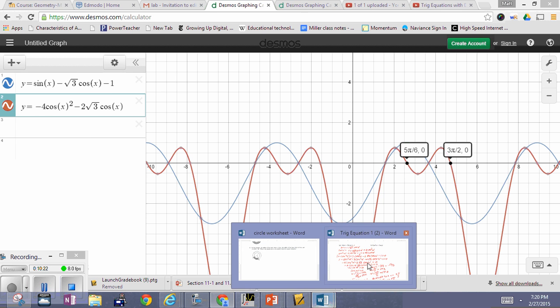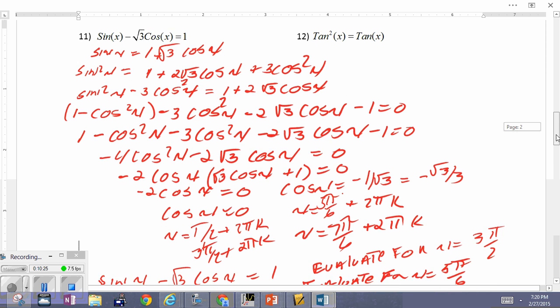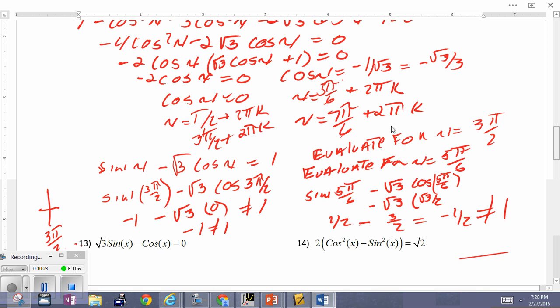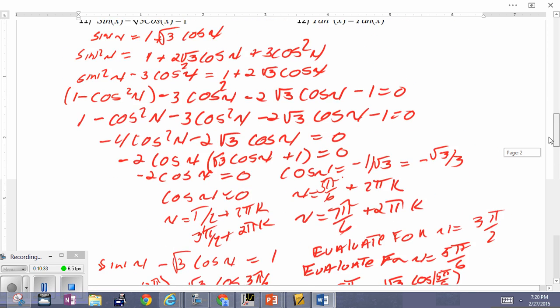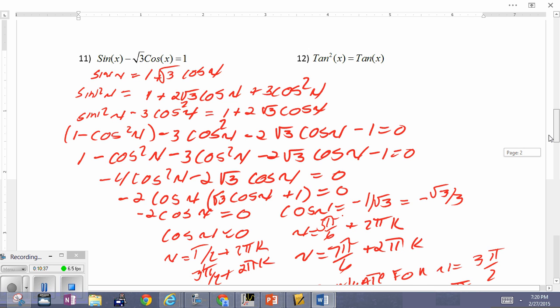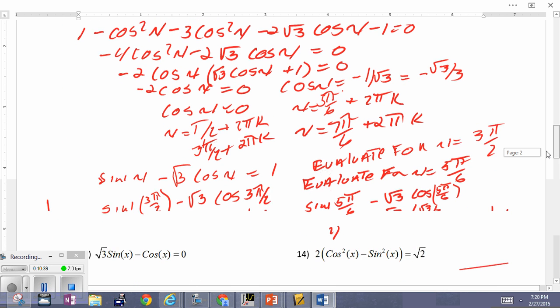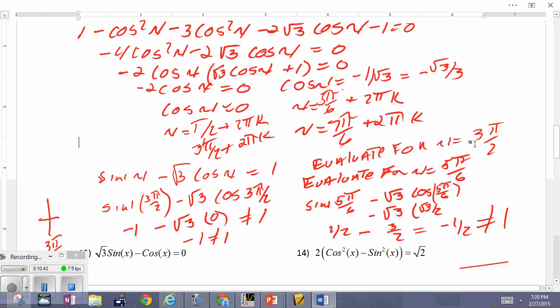Now, what I've done back here was validate that they were not viable solutions by plugging those values back into my original expression, sine minus radical 3 cosine. Evaluate that original expression for 3 pi over 2. We are not balanced. Sine of 3 pi over 2 is -1. Cosine of 3 pi over 2 is 0, times whatever is still 0, resulting in -1 equaling 1. Obviously, no solution.